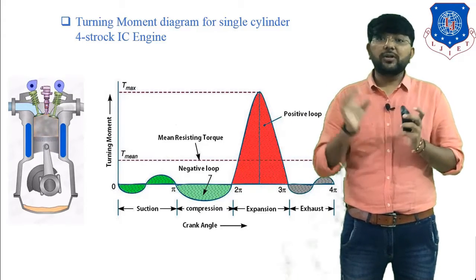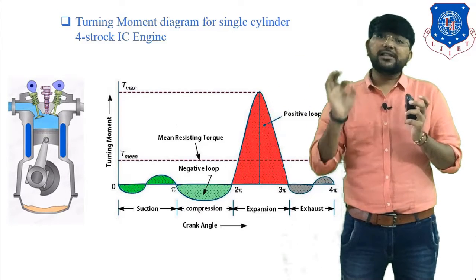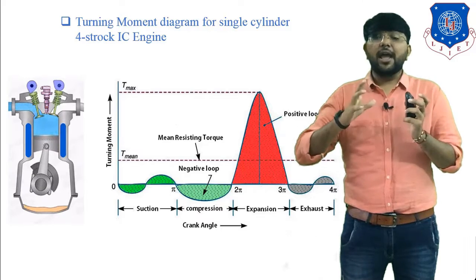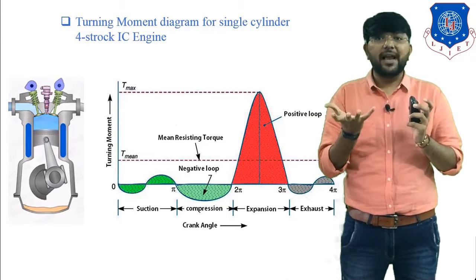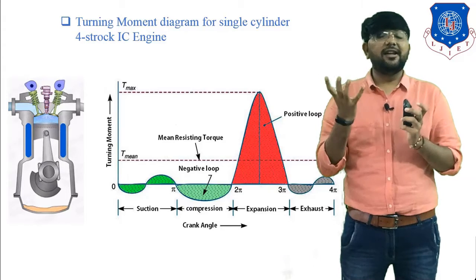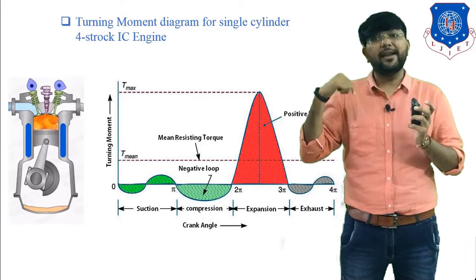Now the third stroke is the power stroke. In the power stroke, we use a spark plug for the spark. Once the spark occurs, the air-fuel mixture expands explosively, and because of that the pressure inside the cylinder is very high, and the piston moves in the downward direction at very high speed.